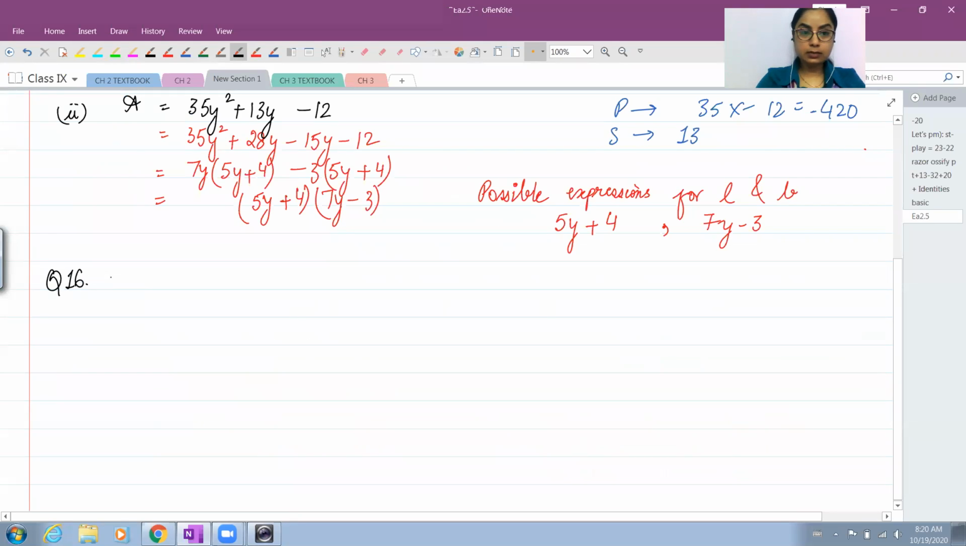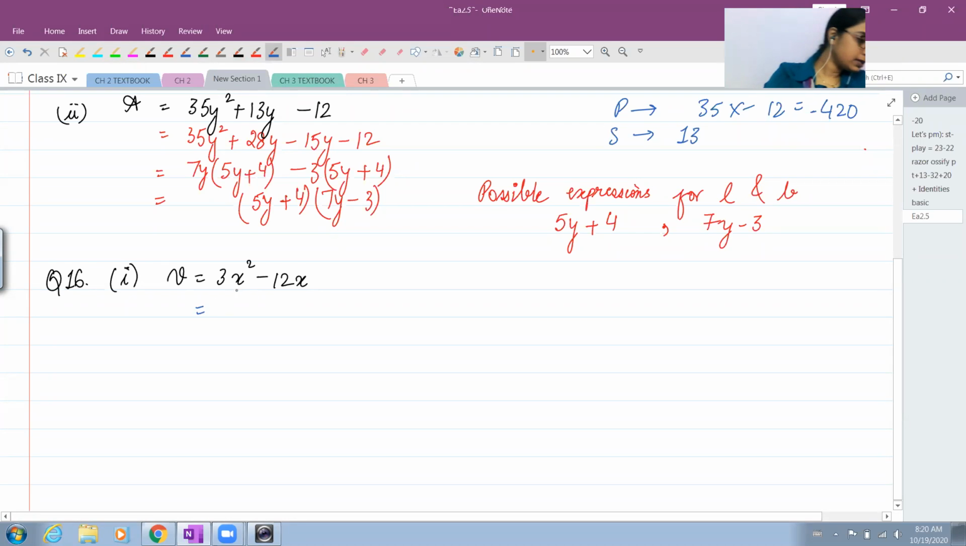Question number 16, you have been given the volume. As I discussed, you want to express it as a product of three factors. Now apply all you know about factorization. Whenever you do factorization, the first thing we look for is if there is any common factor for all the terms. So right now, out of these two terms, there is a common factor as such.